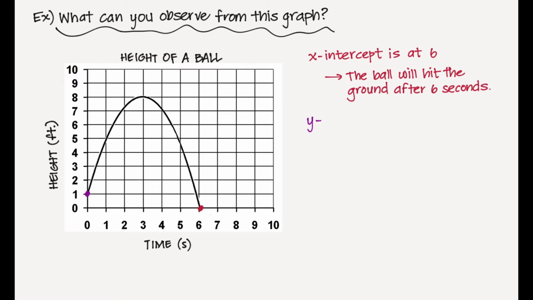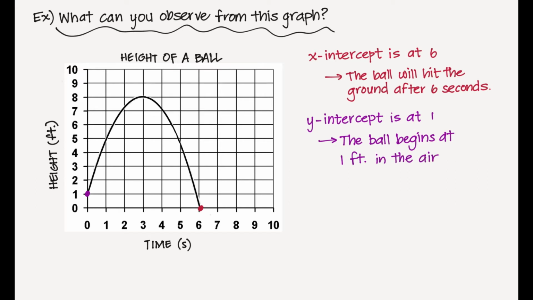Now, like we've been doing, let's look at the y-intercept. It is located at +1, which is our height. So that means that at the very beginning, the ball is at 1 foot in the air. Okay, so probably the person is holding it at 1 foot above the ground.